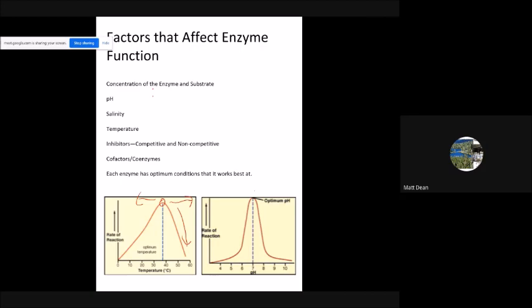Here we can see optimum pH as well. For most of our body's enzymes, that's around 7. And if you go either way, if you go lower and more acidic, or if you go higher and more basic, the rate drops very, very quickly.